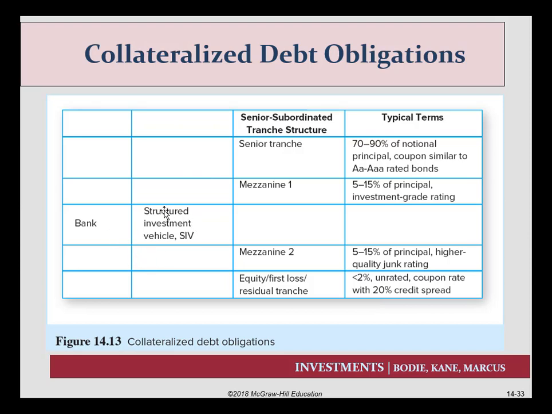So the bank takes these vehicles, right, and they create these other instruments, and they divided them into these parts. So these parts represent pieces of all the different bonds that are in there. So again, this senior tranche that they talk about is 70 to 90% of notional principal, and its coupon. These are going to act like AAA rated bonds. These are going to be a little bit lower grading, and then at the very bottom there's another tranche, and these people are going to earn different kinds of investments.